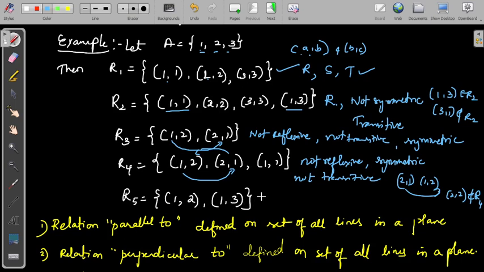Now R5, this is not reflexive. The set remains the same. Set is A only, not reflexive. The reason remains same. 1 comma 1 does not belong to R5.